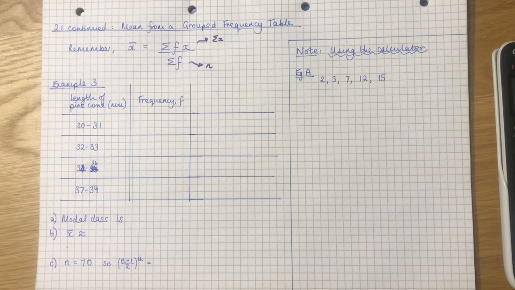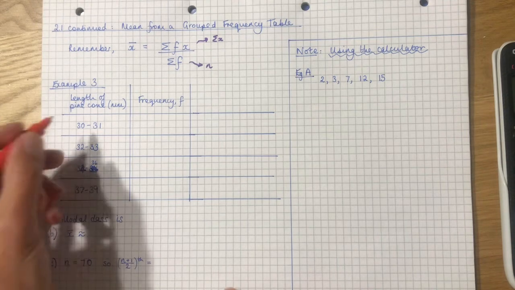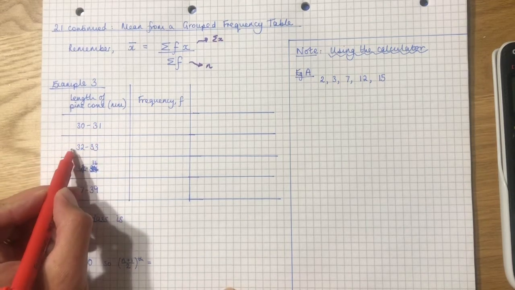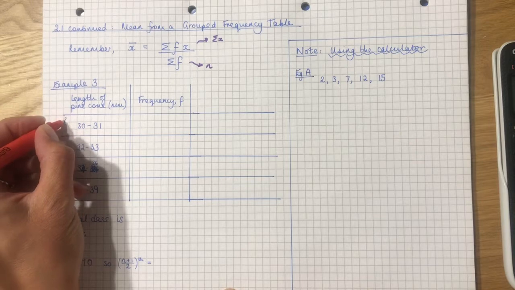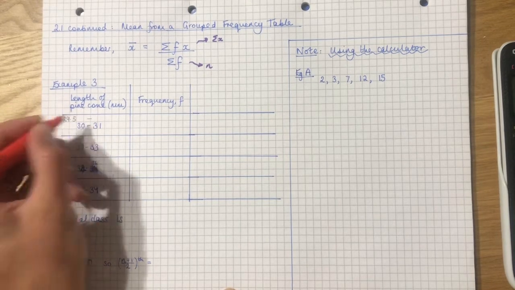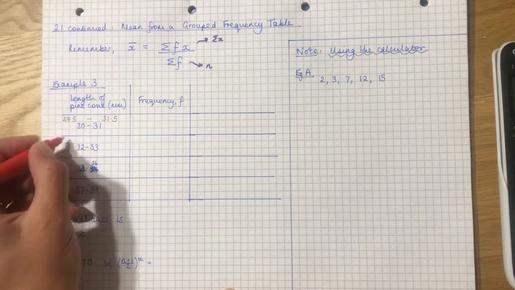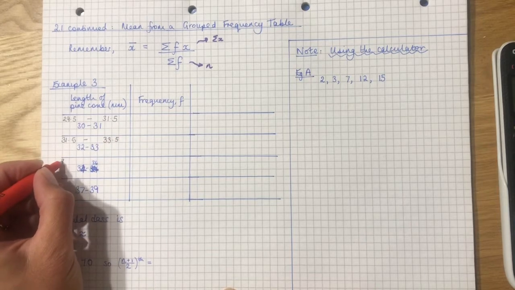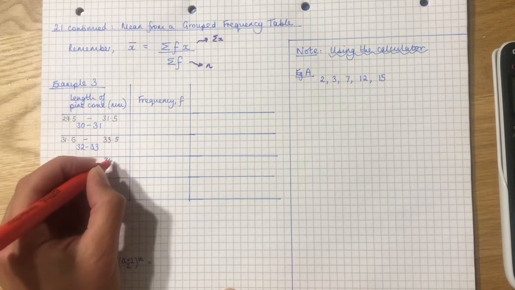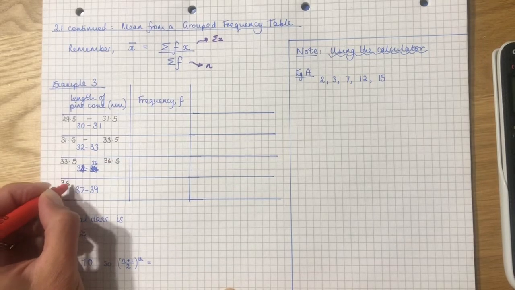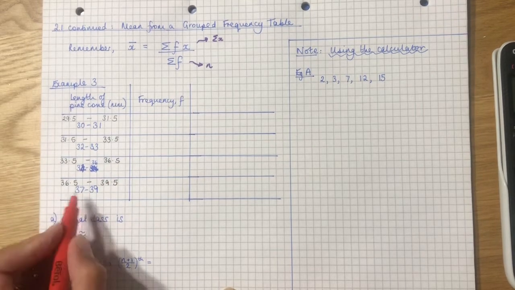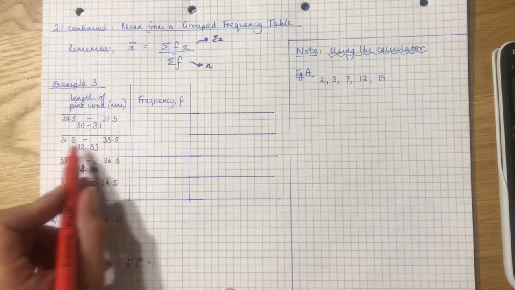So the first thing we need to remember with a grouped frequency table is that we have to change the limits of the classes so that there's no gap between them. So we've got this gap from 31 to 32 we're going to fill in. So this class really goes from 29.5 up to 31.5. This one 31.5 up to 33.5. This one 33.5 up to 36.5, and this one 36.5 up to 39.5. So we have the upper and lower bounds of each of the classes.